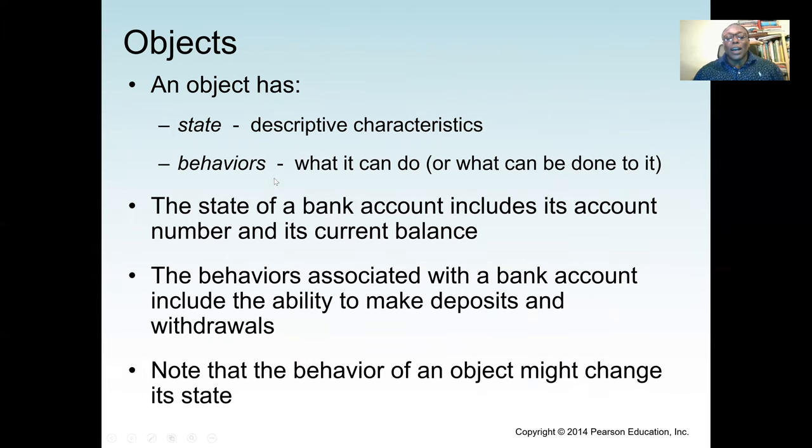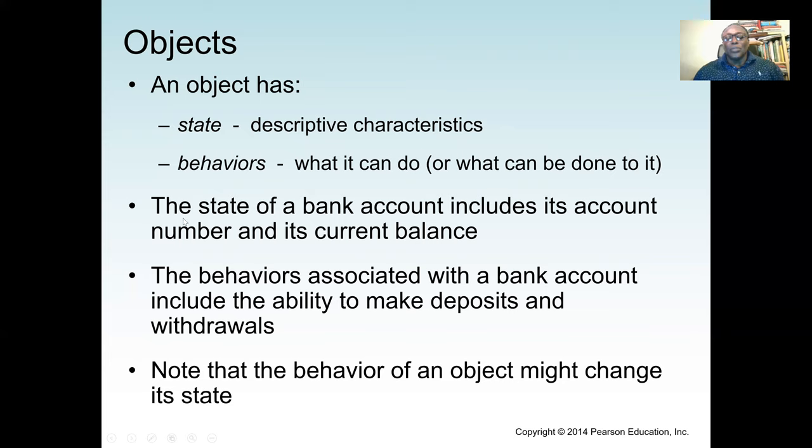So an object has, as we said earlier, two things. The state. The state will be the descriptive characteristics, the attributes. So for example, for a person, the attributes can be his weight, his height, the color of his eyes, etc. Behavior can be that the person can work, or he can walk, or he can run, he can sleep. These are all actions, behaviors.